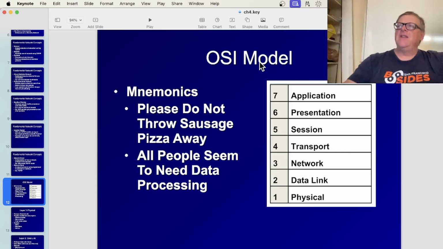So the OSI model is the one that came from Europe. In theory, it's what's going on. 7 layers: physical, data link, network, transport, session, presentation, and application. And you need to memorize this. Here are some mnemonics. "Please do not throw sausage pizza away" goes one way. "All people seem to need data processing" goes the other way. You should memorize one of these and know what the various layers are.